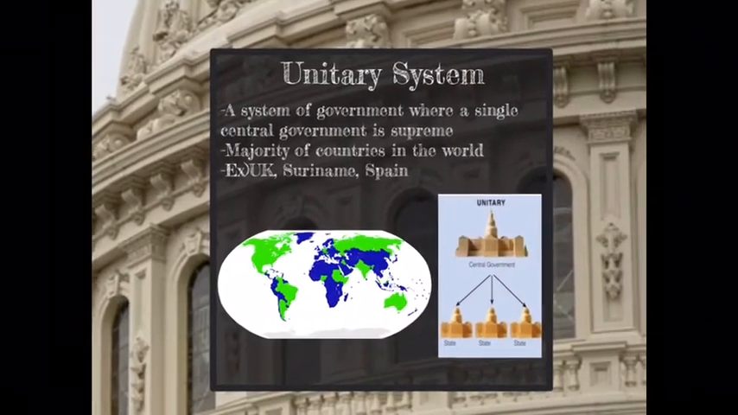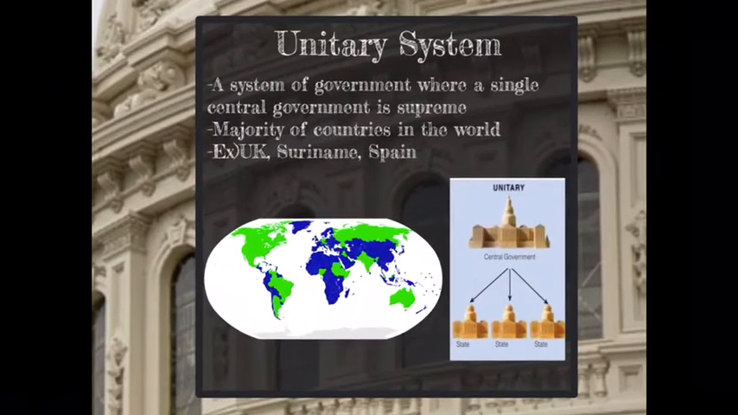So there are three systems of government that you'll see around the world. The first one, and the one that's in the most countries, is called the unitary system, okay? And a unitary system works like this. It's basically a system of government where there's a single central government, and that's supreme. And that one basically makes decisions that get carried out to the whole rest of the country, that no other government in that country can really question or go against what the central government says.